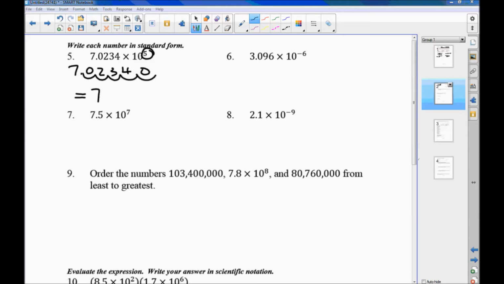So then we'll write this nice and neat, 702,340. Please do not write your final answer with a bunch of loops under the numbers, okay? The loops just tell us what to do, and then we write our nice, clean final answer.